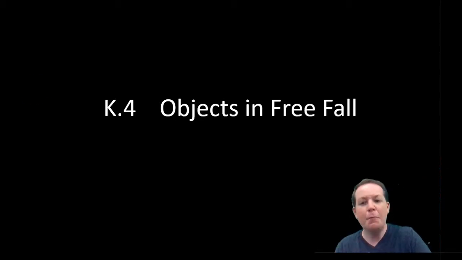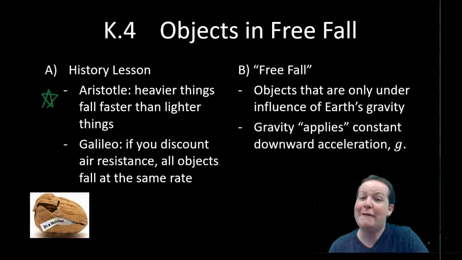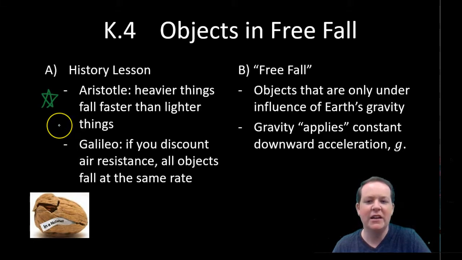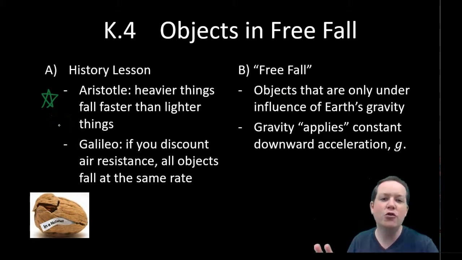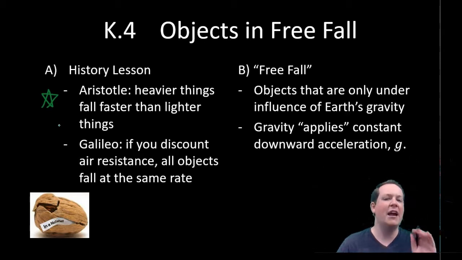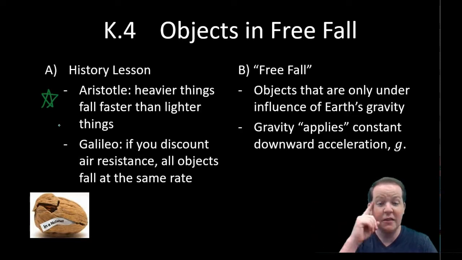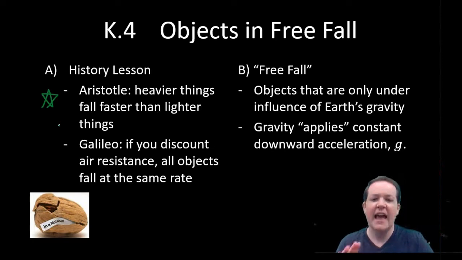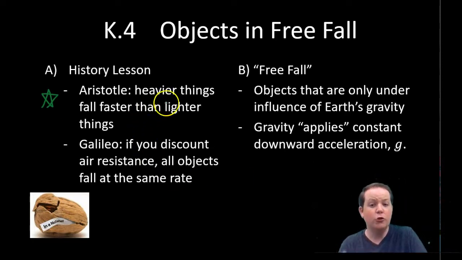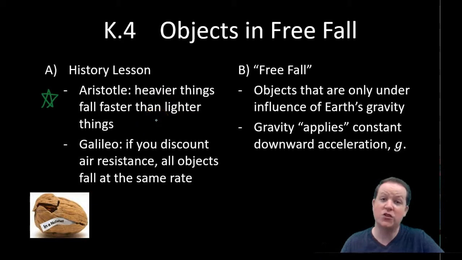All right, but before we get into that, a very brief history lesson. Back in around 380 BC, so well over 2,000 years ago, a guy named Aristotle, a very famous philosopher even during his own time, one of the first to really start philosophizing, thinking about the way our world and our universe works, came up with the conclusion that heavier things fall faster than light things.